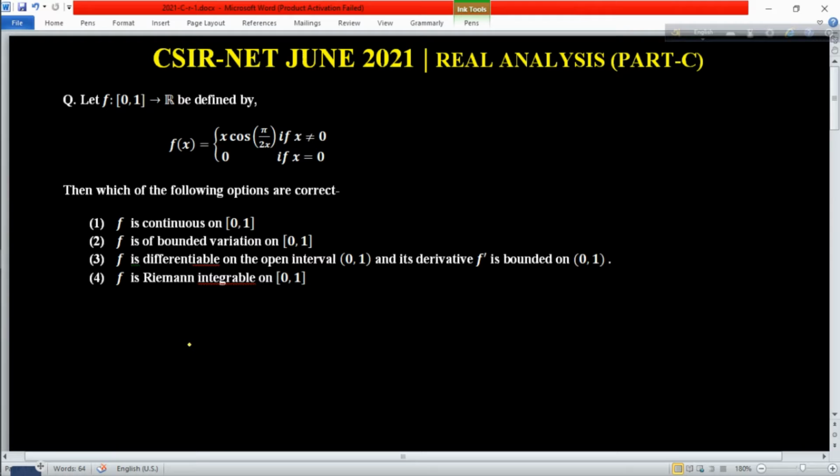F is continuous on the closed interval [0, 1]. F is of bounded variation on the closed interval [0, 1]. F is differentiable on the open interval (0, 1), and its derivative f dash is bounded on (0, 1). Or F is Riemann integrable on [0, 1]. More than one option can be correct here, because this is a part C question of CSIR NET.